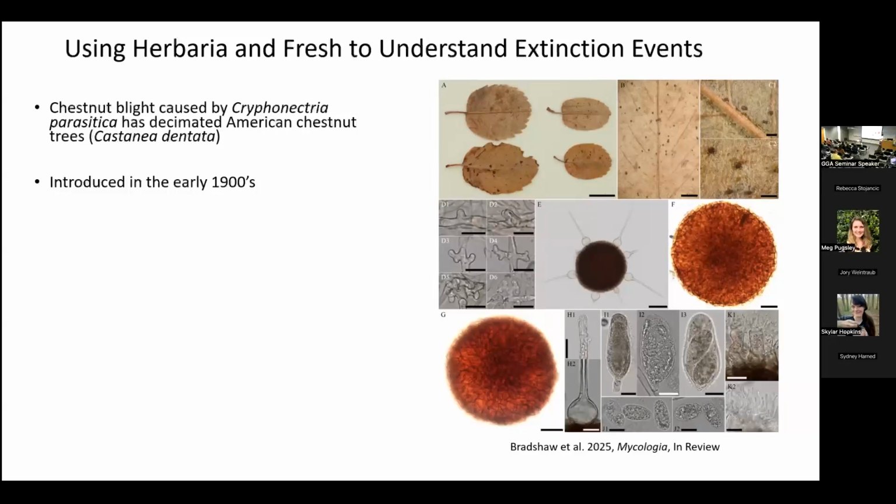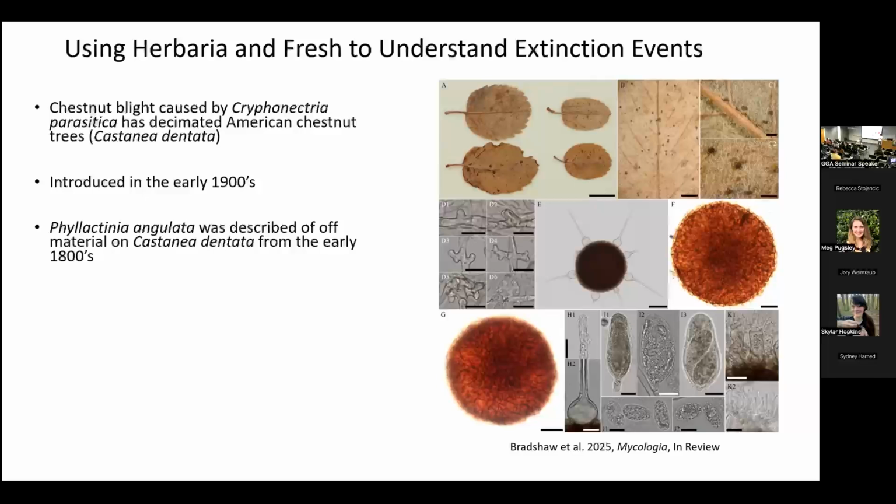Cryphonectria parasitica was introduced in the early 1900s. This powdery mildew was described off material of the American chestnut in the early 1800s. And the last time it was collected in herbaria was around 1870. So between 1800 and 1870, we're seeing a ton of collections of this. I see it all throughout herbaria. But then all of a sudden, it stopped. There have been no collections of it in 150 years.